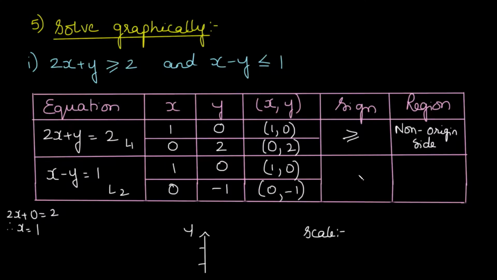Now look at the symbol given there. The sign given there is less than or equal to. Whenever there is a less than or equal to sign, the solution for that inequation lies on the origin side of the line. So here in this case, the solution is lying on the origin side of the line. Once we deduce and calculate all this, it becomes very easy to draw the graph and find the feasible region also.